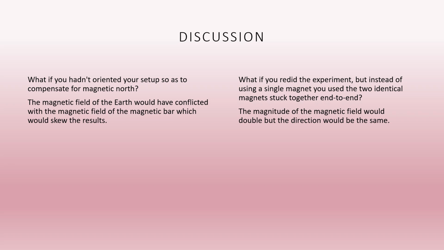Now for the discussion. So answering the what if questions. What if you hadn't oriented your setup so as to compensate for magnetic north? The magnetic field of the Earth would have conflicted with the magnetic field of the magnetic bar, which would skew the results. What if you redid the experiment, but instead of using a single magnet, you used the 2 identical magnets stuck together end to end? The magnitude of the magnetic field would double, but the direction would be the same.